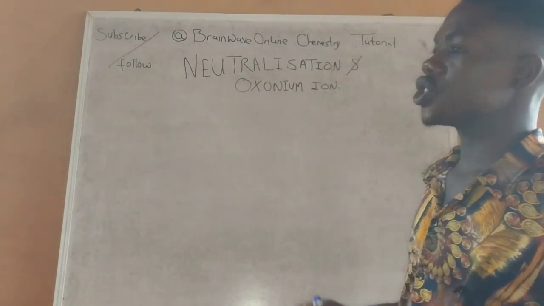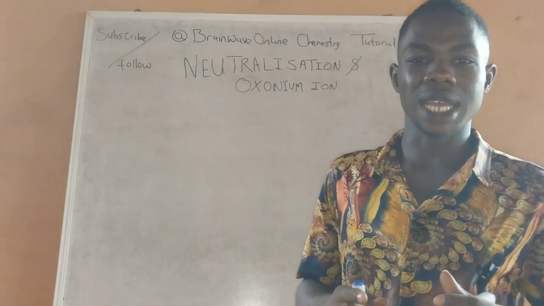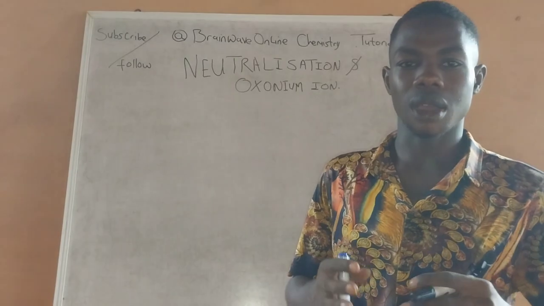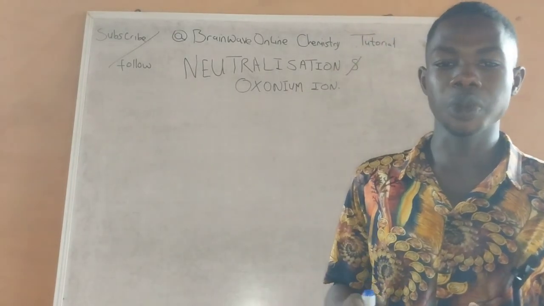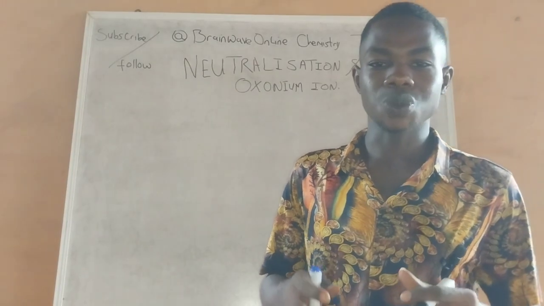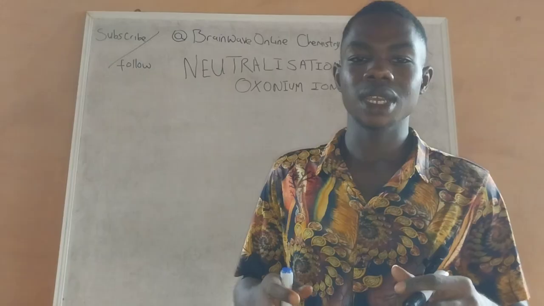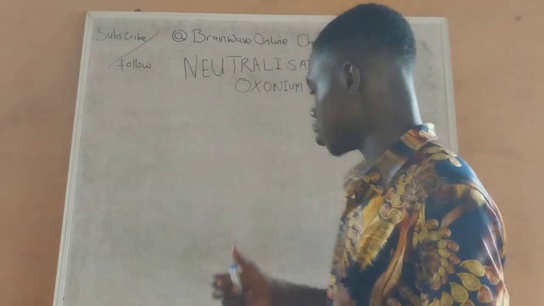Now, neutralization reaction is the process whereby an acid reacts with an appropriate amount of alkali to produce salt and water only. So I come again. Neutralization reaction is the process whereby an acid reacts with an appropriate amount of alkali to produce what? Salt and water only. So I'll be defining it mathematically on the board right now.